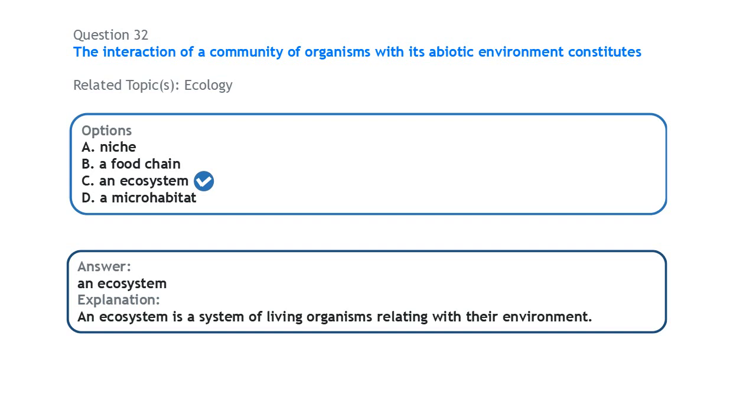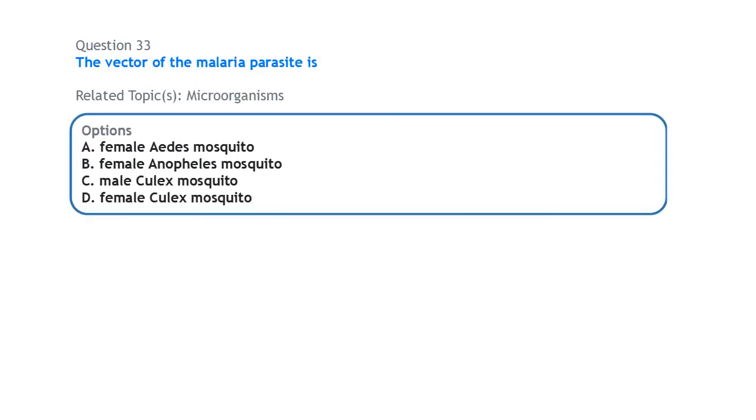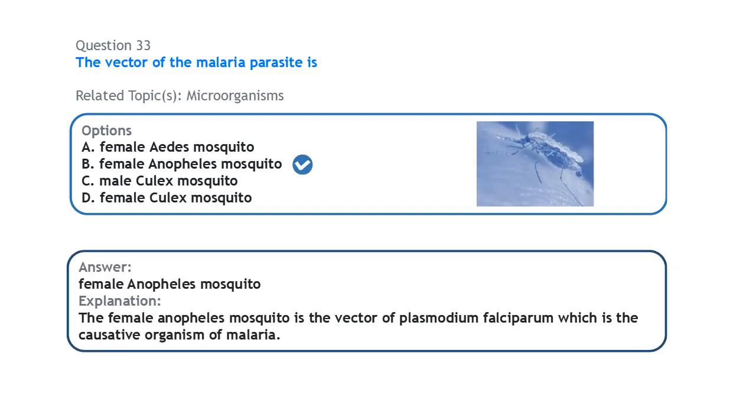Next, on microorganism, the vector, that is the carrier of the malaria parasite, is a female Anopheles mosquito. Now the vectors are those organisms that carry what we call the causative organisms. The causative organisms are those organisms that actually cause the disease. They are actually responsible for the disease. For example, malaria. The organism responsible for malaria, the causative organism, is the Plasmodium falciparum.